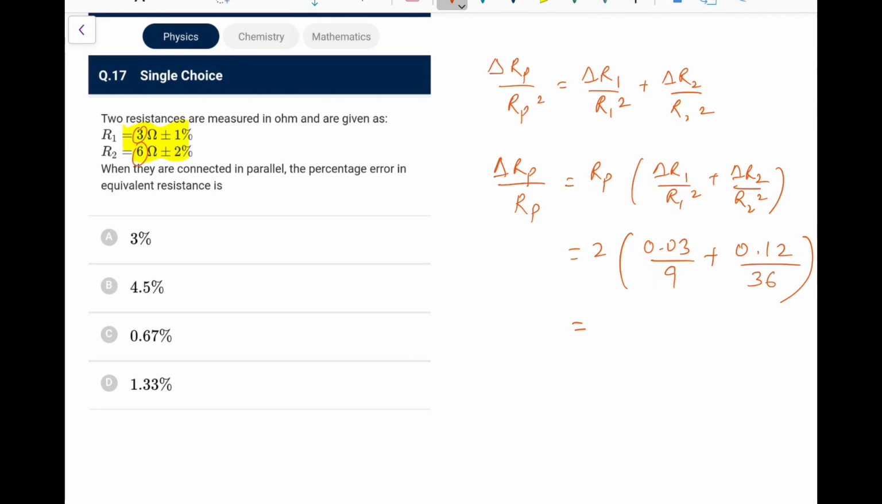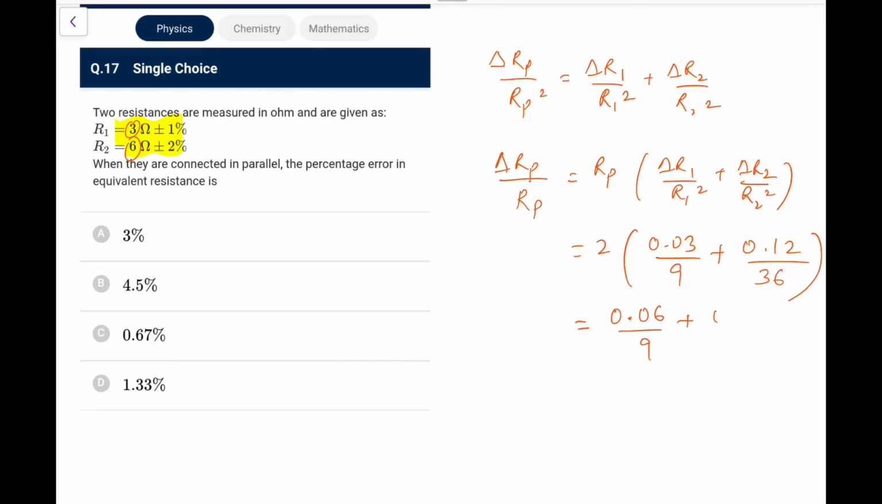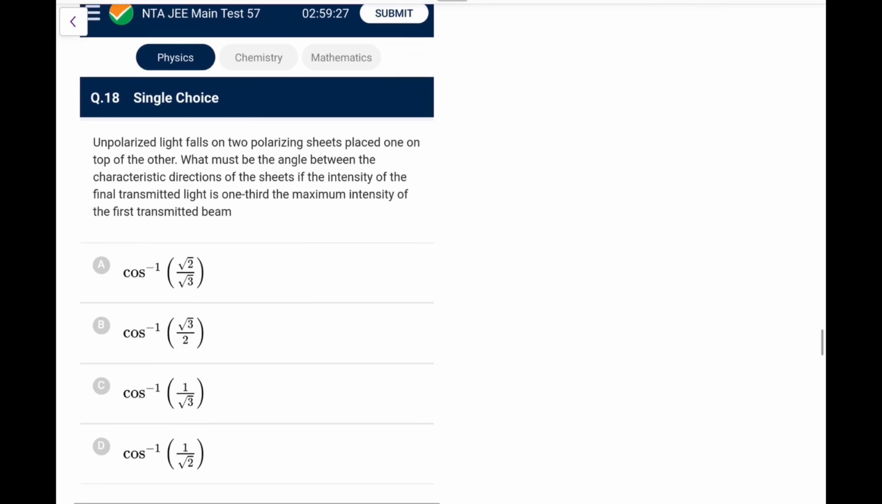So what we get now, 0.06 by 9 plus this becomes 0.24 by 36. So if I have to do it in percent, multiply by 100, so it becomes 6 by 9, that is 2 by 3, plus 24 by 36, that is 2 by 3. In percentage, that becomes 4 by 3 percent, so I can go for 1.33%. So it's a regular one if you know this result. Next, question number 18, go for it.